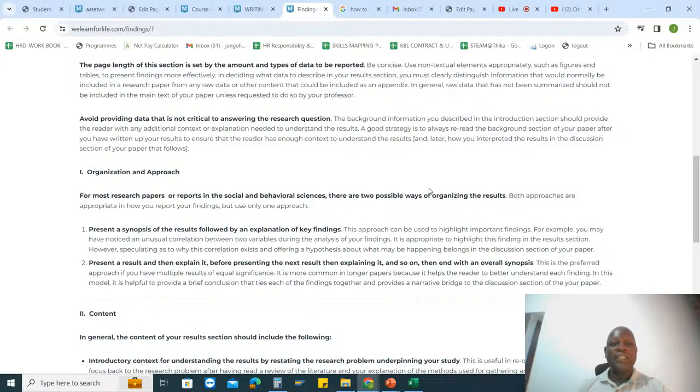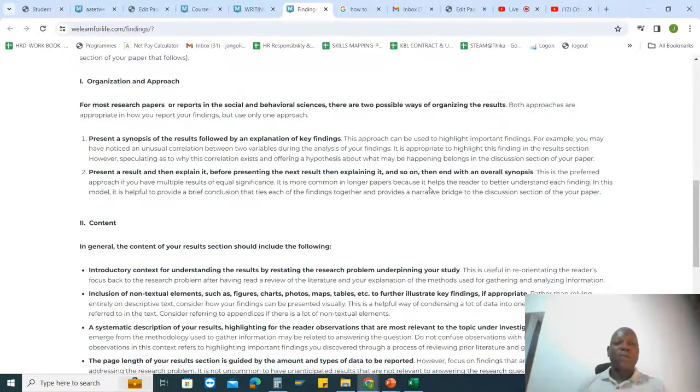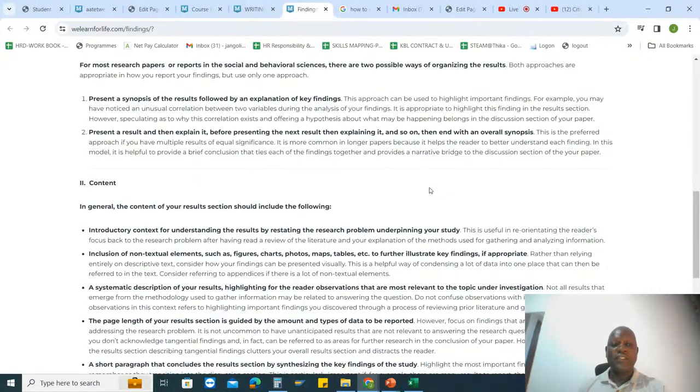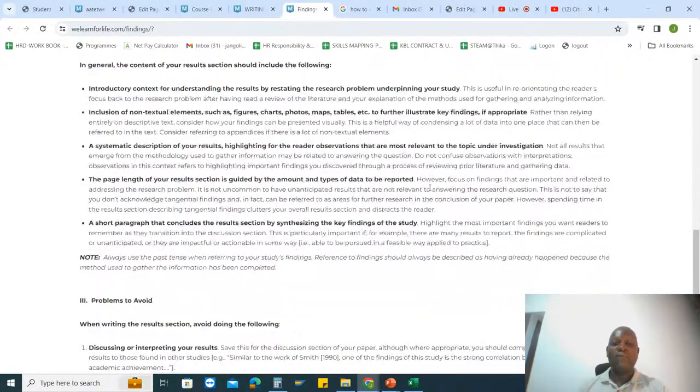You need to avoid data that is not critical to answering the question or the subject that you are trying to address. You need to be very selective on what you put in this section, because it needs to address the subject matter of the report. The content herein talks about different approaches that we can use to present these findings, and the content that we can use to present them.